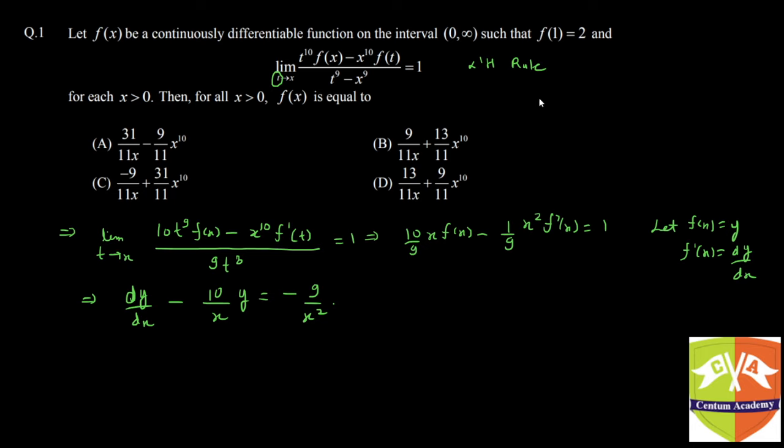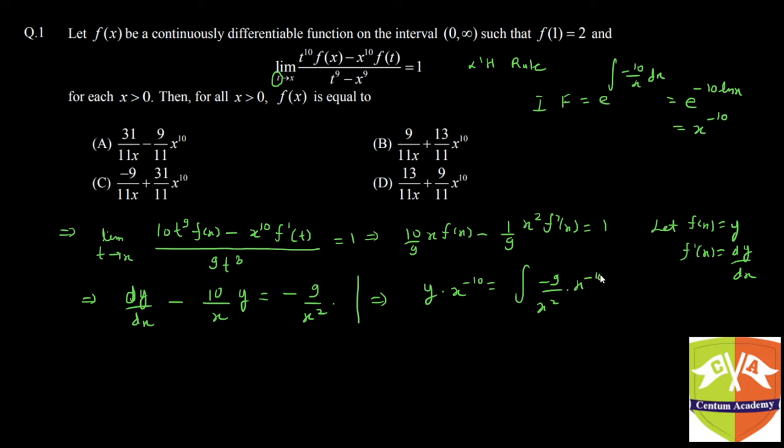So the integrating factor is e raised to the power integral of p dx. What is p? Whatever is multiplied by y. Integral of minus 10 by x dx. It will be e raised to the power minus 10 ln x, or x raised to the power minus 10. That is my integrating factor. So the solution of the differential equation would be y times x power minus 10 is equals to integral of minus 9 by x square times x power minus 10 dx.